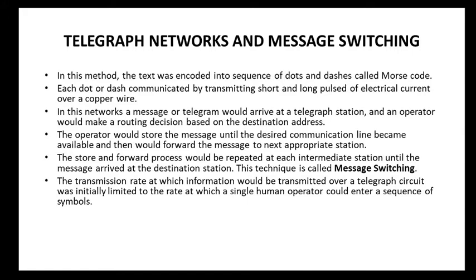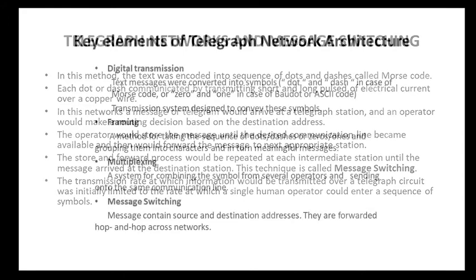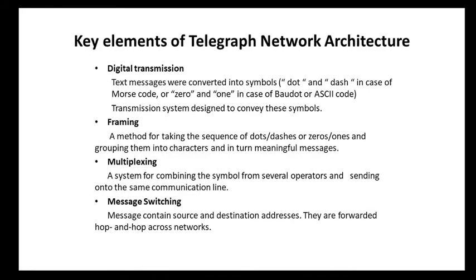And the transmission rate at which information would be transmitted over a telegraph circuit was initially limited to the rate at which a single human operator could enter a sequence of symbols. Next topic is key elements of telegraph network architecture. In these key elements, we'll come across digital transmission, framing, multiplexing, message switching.